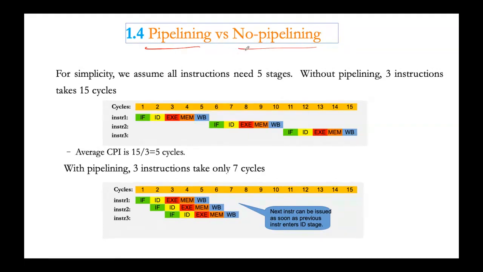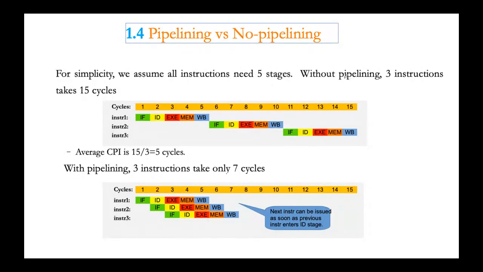Let us talk about non-pipelining. For simplicity, we assume all the instructions need 5 stages. The instructions may be arithmetic and logic instructions, memory operation instructions, or branch instructions. Any class of instruction that you take, we assume every class takes 5 stages. What are the 5 stages? As we know, instruction fetching, decoding, execution, memory, and write back.